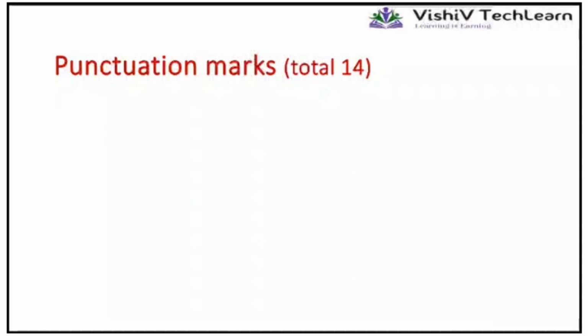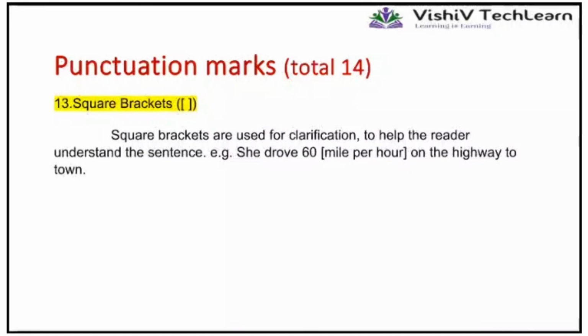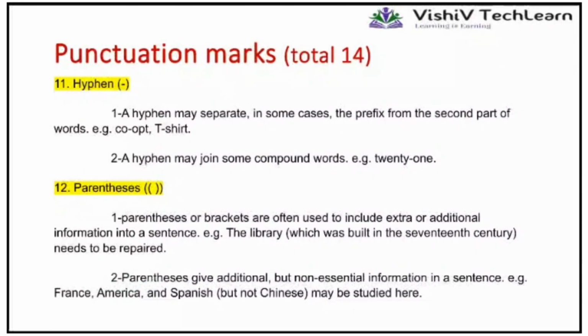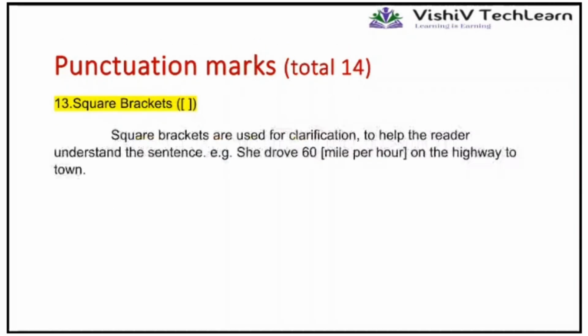Let's go to the next punctuation mark, which is square brackets, the second last one. The use of square brackets is for clarification purposes. Before square brackets, we have seen the use of parenthesis. Parentheses are used for giving additional information, whereas square brackets are used to give clarification, to help the reader understand the sentence very clearly. Example: she drove 60 [miles per hour] on the highway to town. Here the original sentence is she drove 60 on the highway to town, but extra information is given in the square brackets: miles per hour.